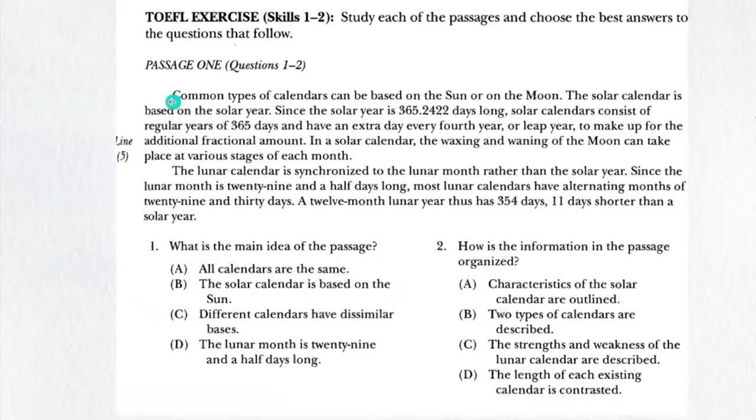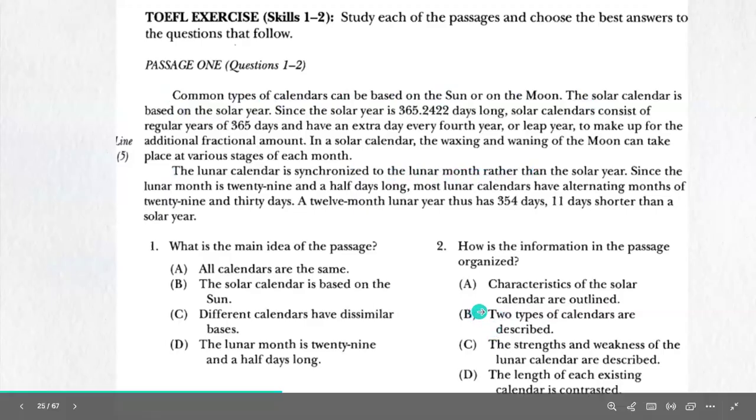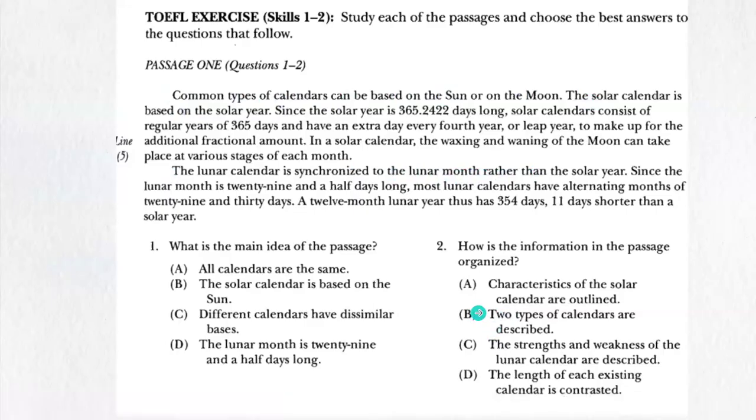And I can see sentence 1, common types of calendars can be based on the sun or on the moon. The solar calendar is based on the solar year. Paragraph 2, the lunar calendar is synchronized to the lunar month rather than the solar year. That confirms that two types of calendars are described and that the different calendars have different bases.